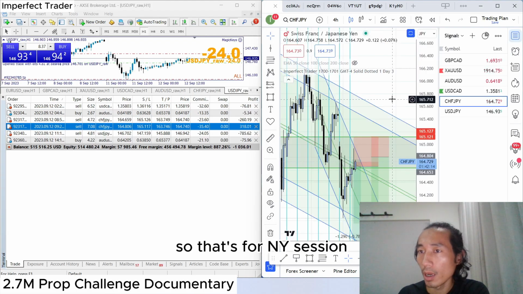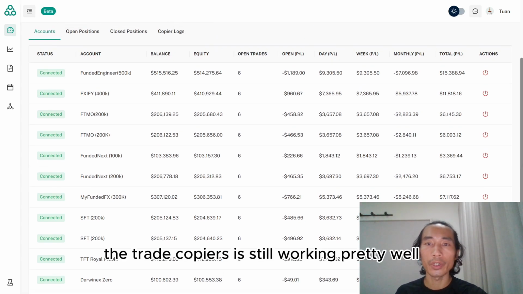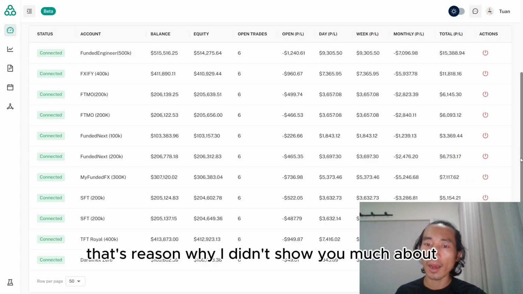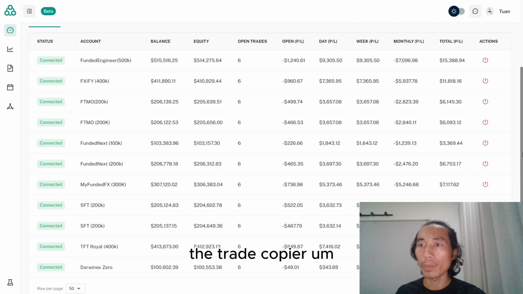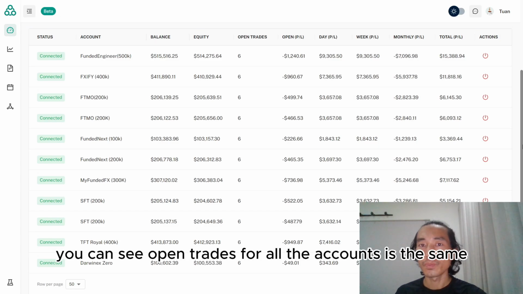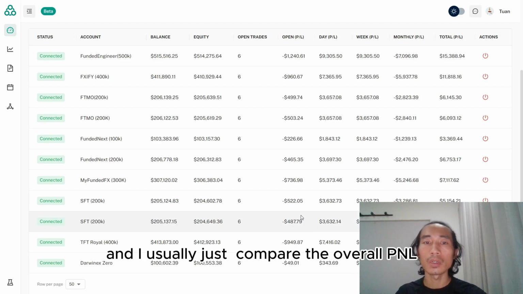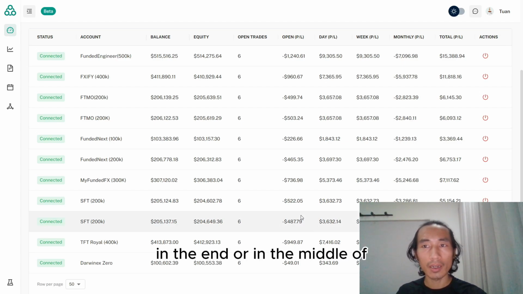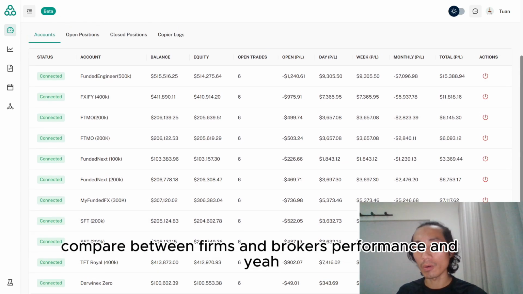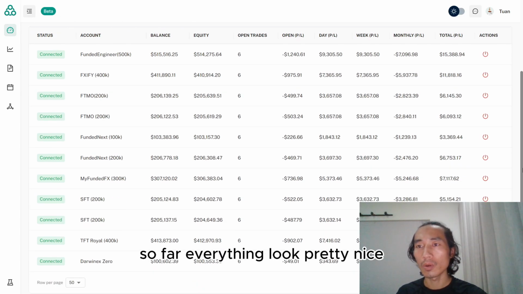So far, you can see that the trade copier is still working pretty well, and there's no problem at all. That's the reason why I didn't show you much about the trade copier. You can see open trades for all the accounts are the same, the P&L, everything, and I usually just compare the overall P&L in the end or in the middle of the video so that you can compare between firm and broker performance. And yeah, so far everything looks pretty nice.